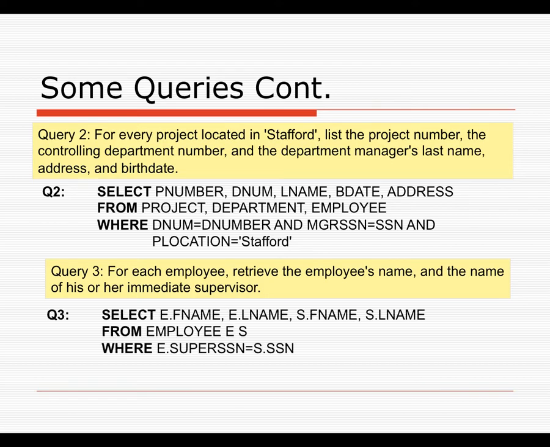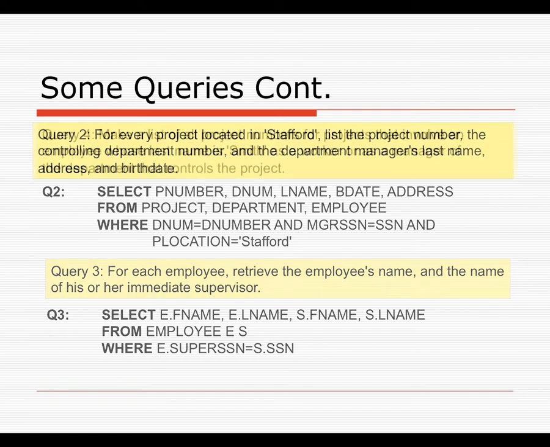It's a little bit cleaner if I'm looking for a query that for each employee I want to retrieve the name and the name of his immediate supervisor. So I'm pulling from both the employee table and the supervisor table, first name and last name, from the employee table where the supervisors and the employees' social security numbers match.